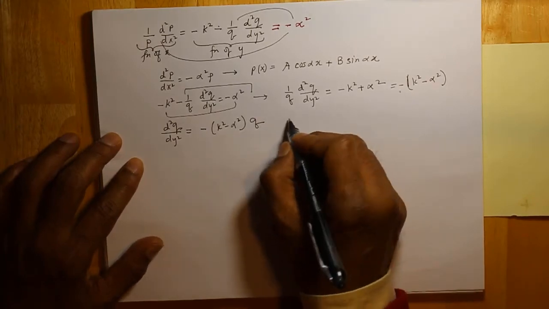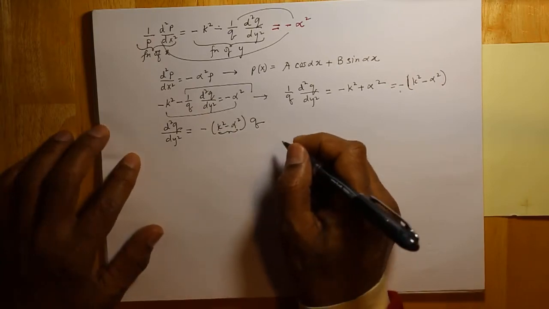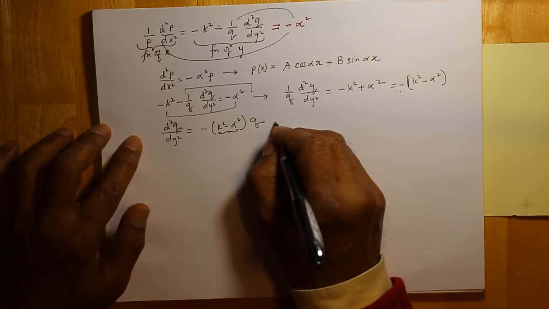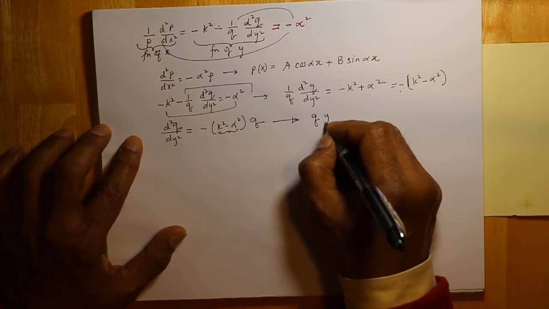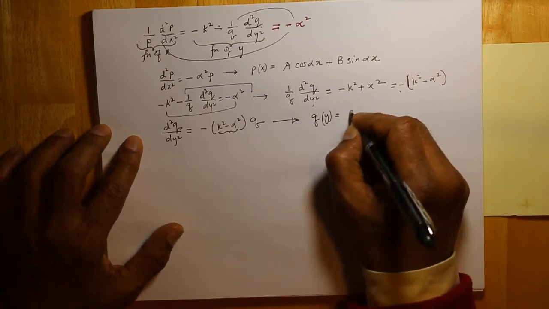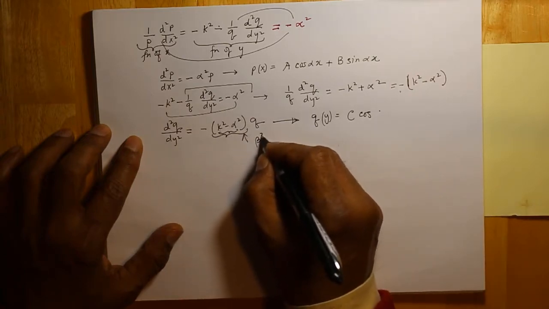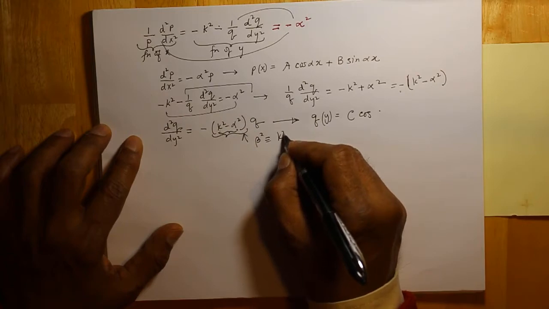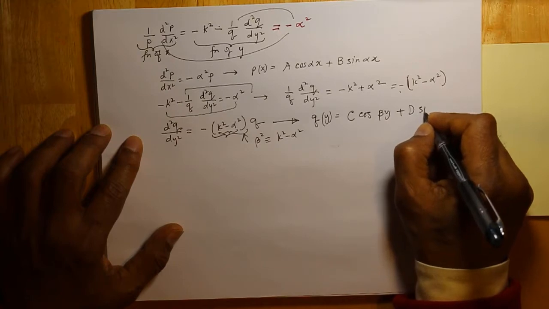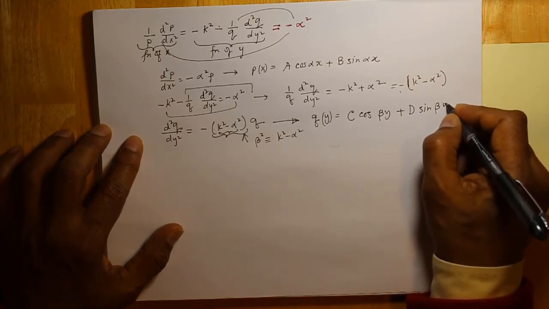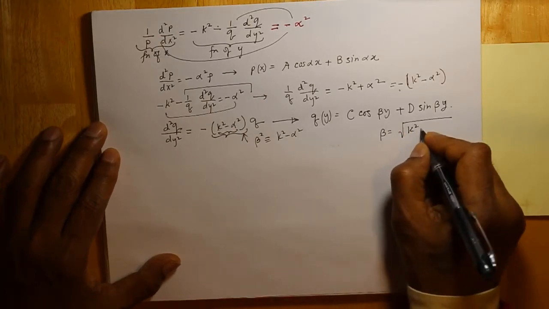So if k square is bigger than alpha square, then it's going to be oscillatory solution. Otherwise, it will not be oscillatory solution. So this q of y will be some c cosine, let's call this beta square, is k square minus alpha square. So beta y plus d sine beta y. So beta is square root of k square minus alpha square.